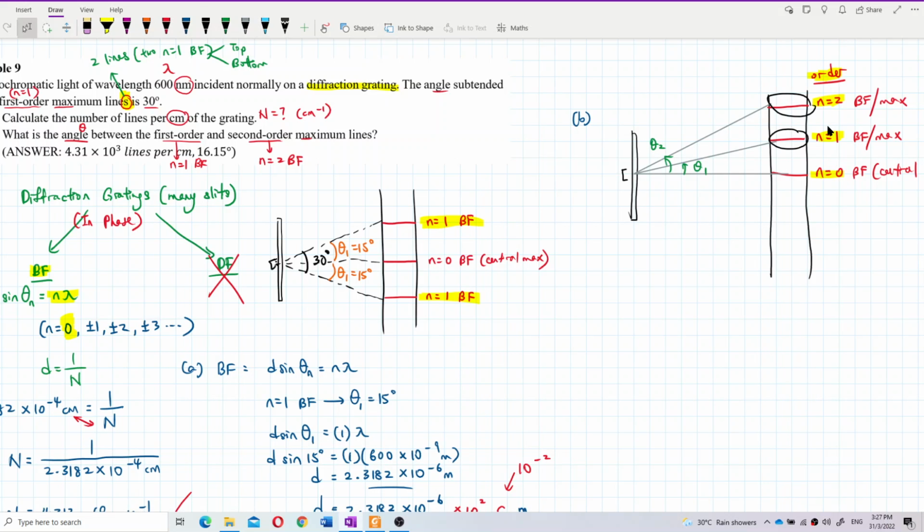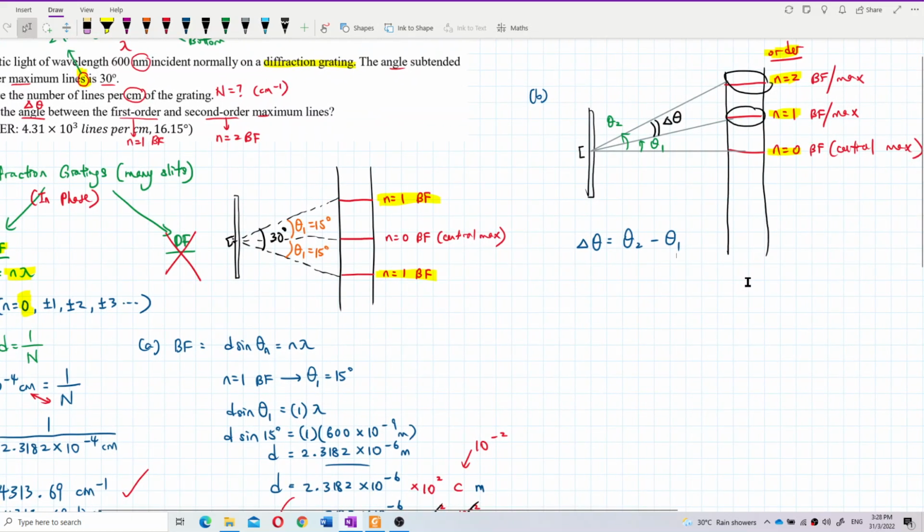So this angle is delta phi. We want to find the delta phi, the angle between the first order bright fringe and the second order bright fringe. So how to find the delta phi? Delta phi is just theta 2 minus theta 1. But first you need to find theta 2 and theta 1 before you can proceed.